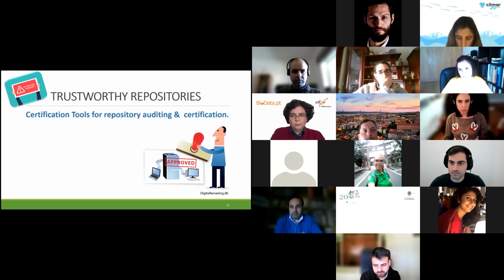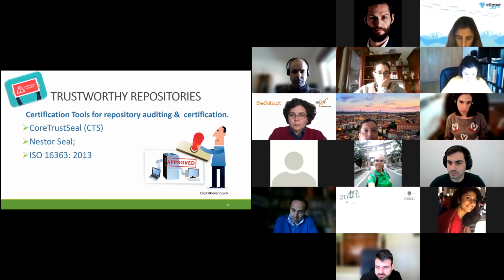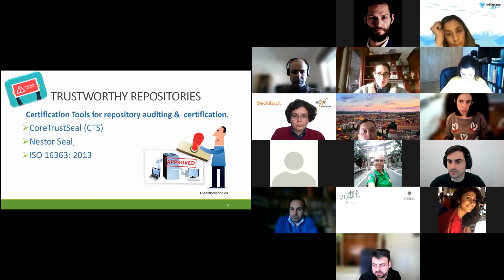So there are different initiatives to certify repositories. Repositories can apply to get some kind of seal of approval for the quality of this data source. So there are the Core Trust Seal, Nestor seal. There are compatibility with some ISO related with the preservation, etc. So some of these certifications are already part of some of the repositories that are institutional, domain specific, or generic.